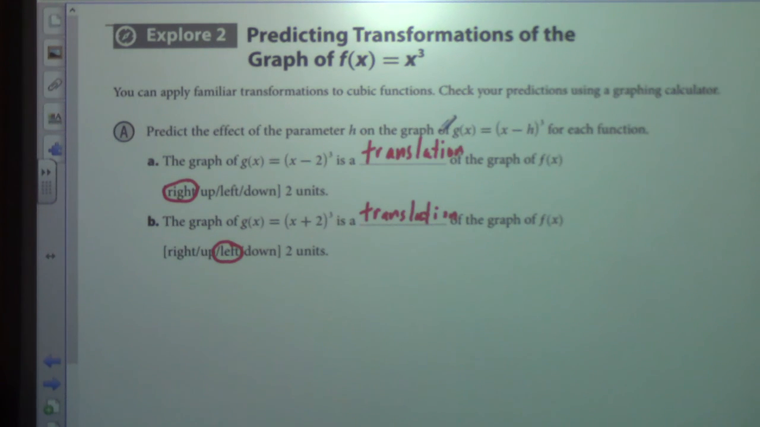But anyway, x plus moves to the left and x minus to the right. Right? Well, you knew that, right? Or should know that. That's okay.